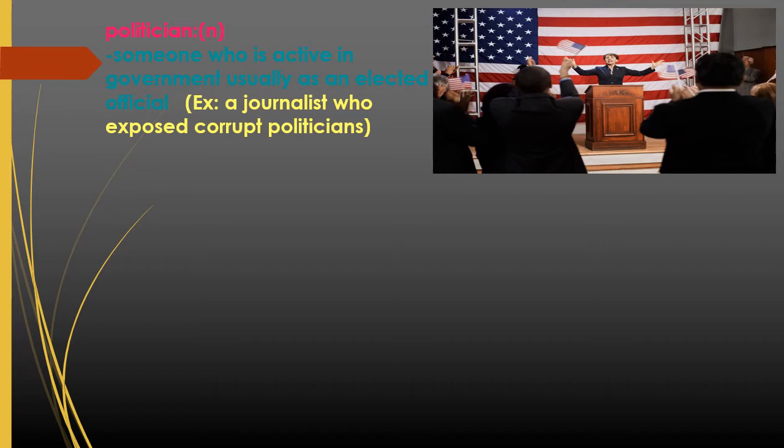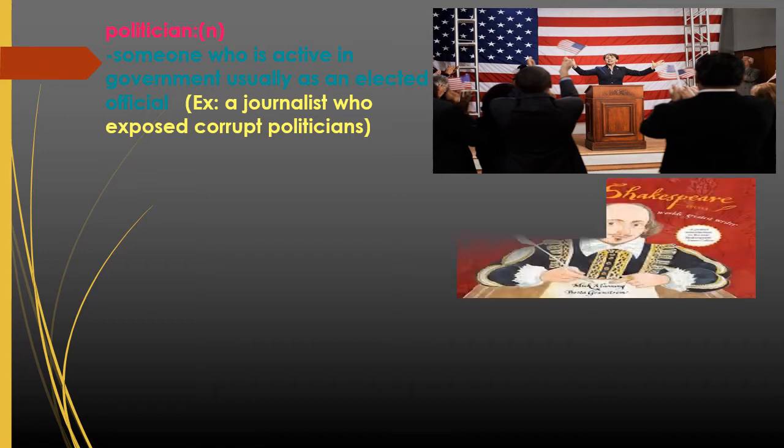For example, a journalist who exposed corrupt politicians. What do I mean by exposed? Revealed or showed something that was hidden. Corrupt politicians, I mean politicians who are willing to use their power to do dishonest or illegal things in return for money or to get an advantage.